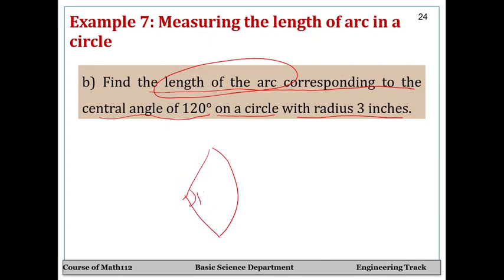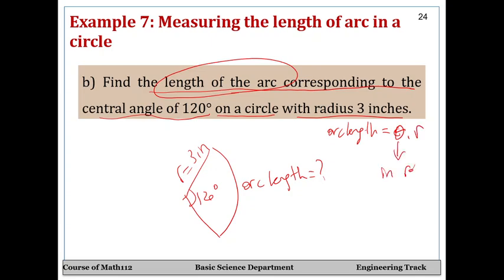So it's 120 degrees. Now the radius is 3 inches. Now it's asking the arc length. What is arc length? The arc length formula is equal to central angle times the radius. But here, this has to be in radians. So, okay, this is not in radians. So theta is 120 degrees.